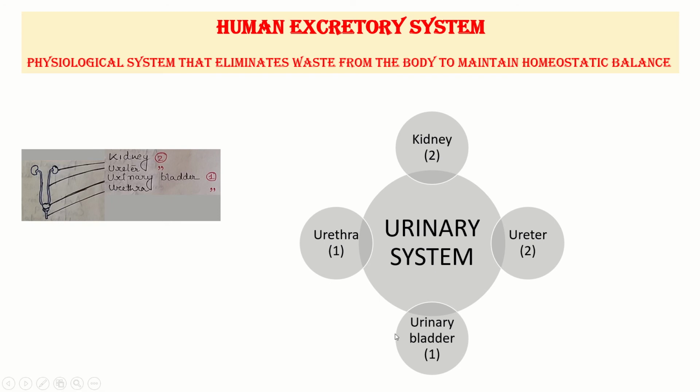How many are there? The urinary system consists of a pair of kidneys. That means two kidneys, two bean-shaped organs, two ureters. What are the ureters doing? The ureters are connecting the kidneys to the urinary bladder. Then you have one urinary bladder that collects the urine that is discharged. It's a bag or sac-like structure that collects the urine. Fine. And one urethra. Is that clear?